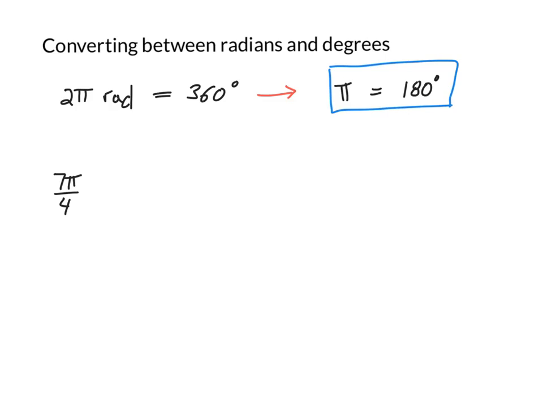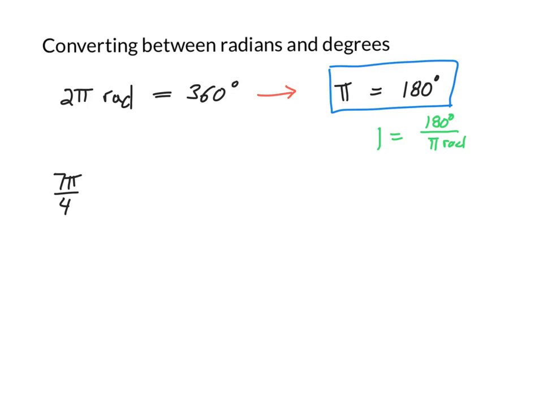If I think about this conversion factor up here in the blue box, one clever thing we can do is bring everything over to one side. If I divide both sides by pi, I get that 1 is the same as 180 degrees divided by pi radians. I'm going to put the radians in there just so we know. So I'm going to take this 7 pi over 4 and multiply by this conversion factor, 180 degrees over pi radians, which I know is 1.